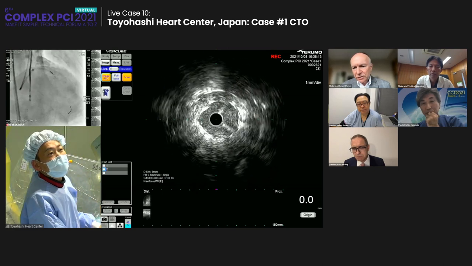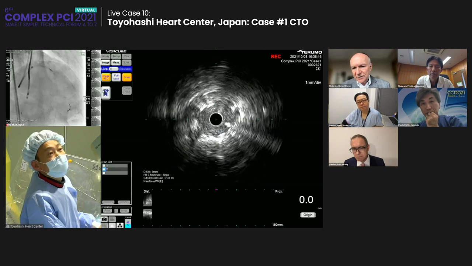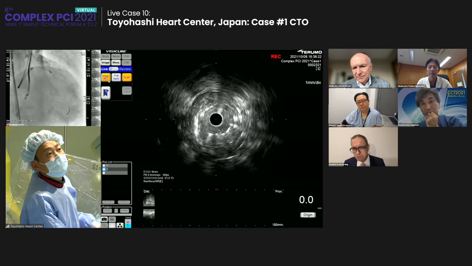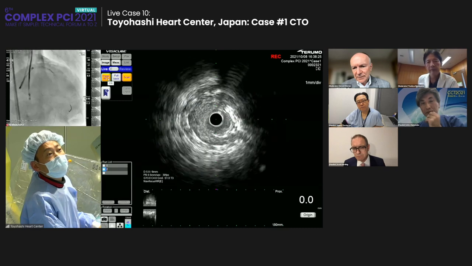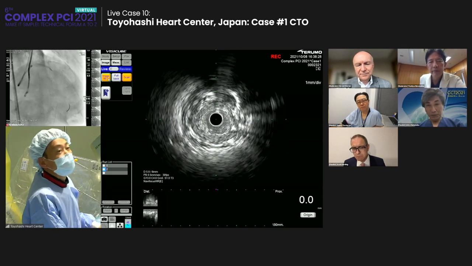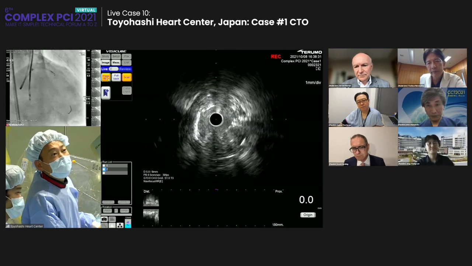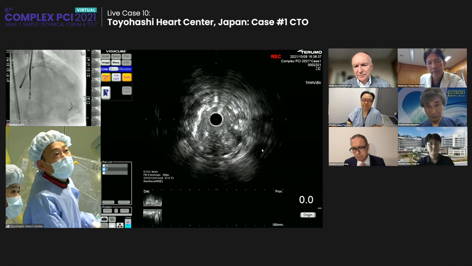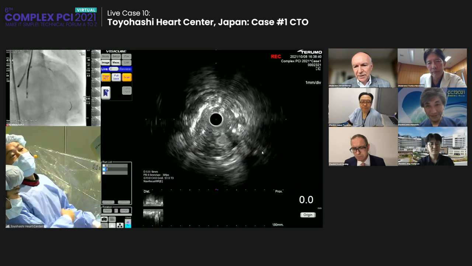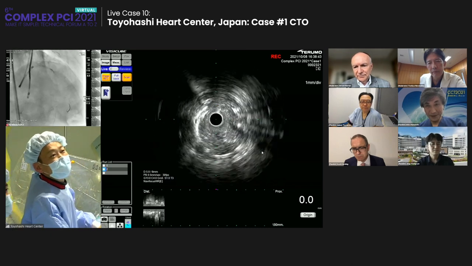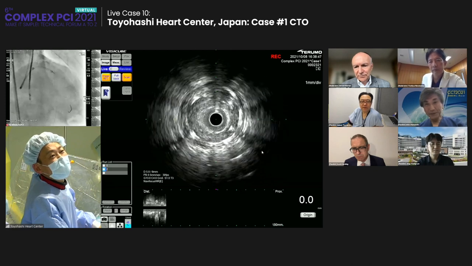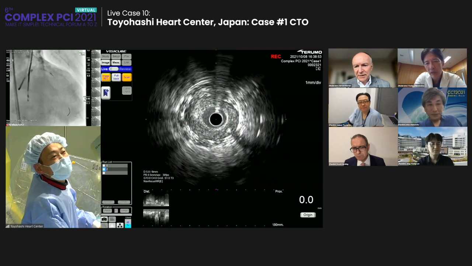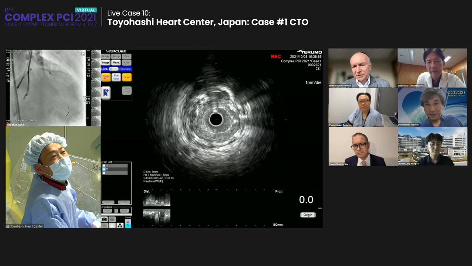It must be the old wire at 4 o'clock. Yes, because the IVUS wire is at 1. Is this a diagonal at 10 o'clock? We cannot see the septal. Okay, but I think at 3 o'clock, that is the old wire. The broken wire. Yes, pretty sure. That's right. Okay, 5 o'clock. And we see intimal hyperplasia, and now it's embedded in the intimal hyperplasia.